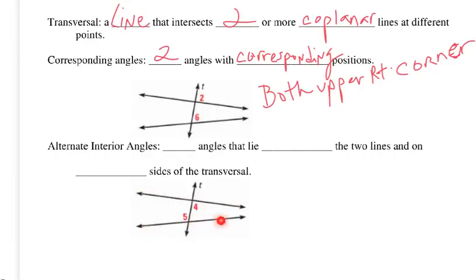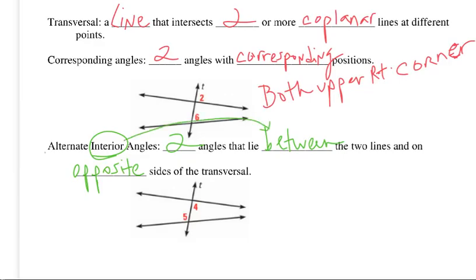And the word interior tells us it's between the two lines. The alternate then tells us that they're on opposite sides of that transversal. So whenever we pair up those words with other pieces, you already know bits and pieces of what your definition will look like. So next is alternate exterior angles.